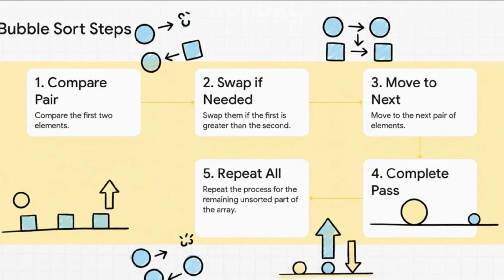Let me break that down. You start at the very beginning of the list. You compare the first and second numbers, swap if you need to. Then you slide over, compare the second and third, swap if you need to. You just inch your way down the entire list like that. After one complete pass, you're guaranteed to have the single largest number sitting in its correct spot at the very end. Then you just do it all over again for the rest of the list.